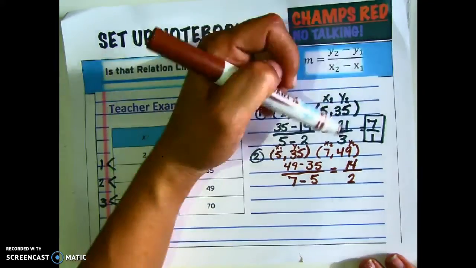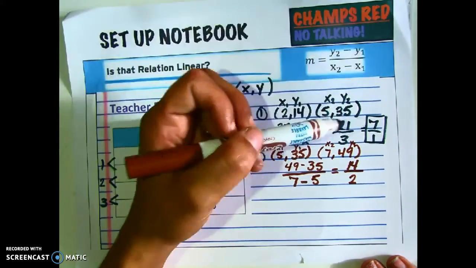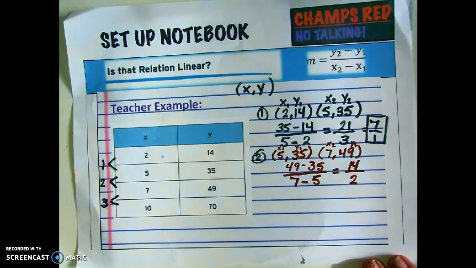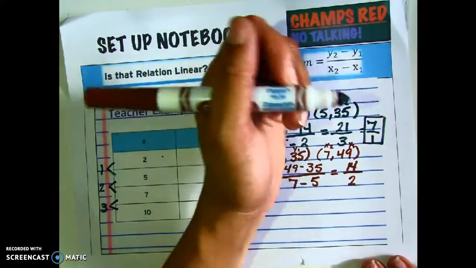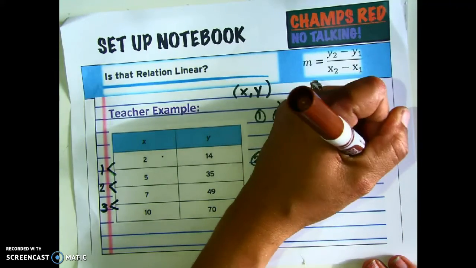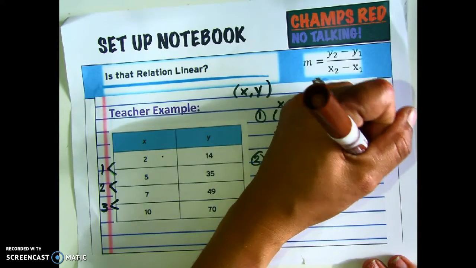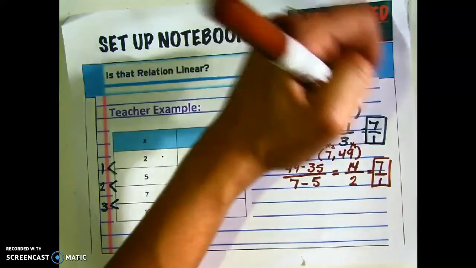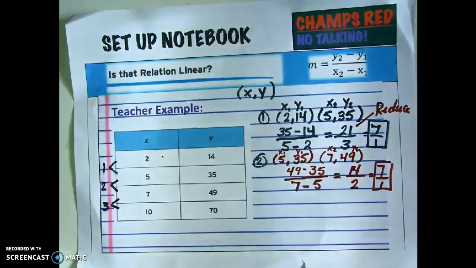Remember when I was just at this problem where I said 21 over 3 to make sure you reduce it? If I looked at 21 over 3 and 14 over 2, I would assume they are not the same. But if I reduce 14 over 2 by dividing by 2, because 2 can go into 14 7 times, and 2 can go into 2 1 time, I can actually see that these are the same. So always reduce, reduce, reduce. I'm going to put an arrow here and write reduce. You want to make sure you remember that.